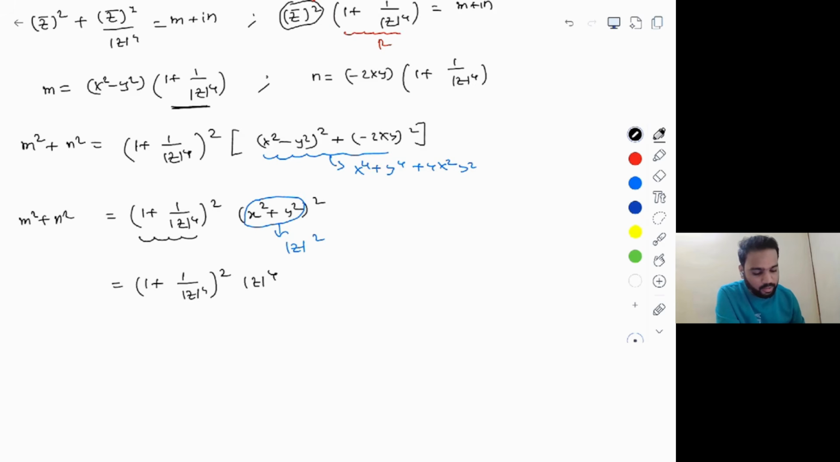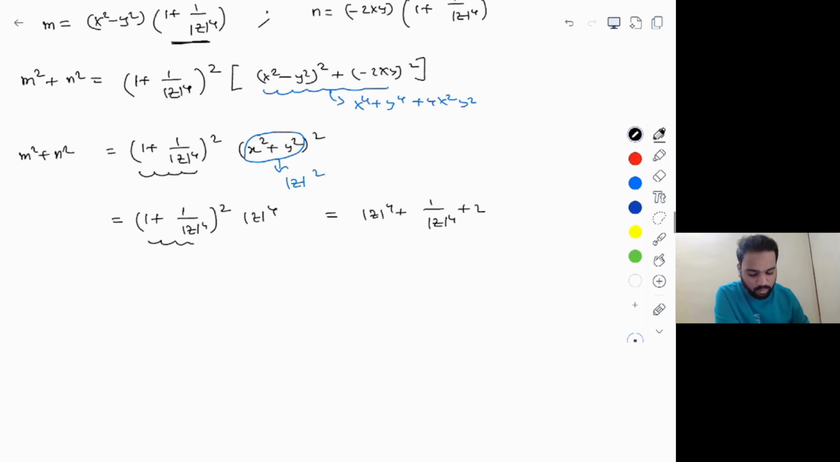So just expand completely here. That is, you will expand the first bracket, that is 1 plus 1 divided by mod z whole to the power of 8 plus 2 by mod z whole to the power of 4, and whole multiplied by mod z to the power of 4. So if you do that, this is what you're going to get. Okay. Mod z to the power of 4 plus 1 by mod z to the power of 4 plus, again, that will be cancelled out, right?